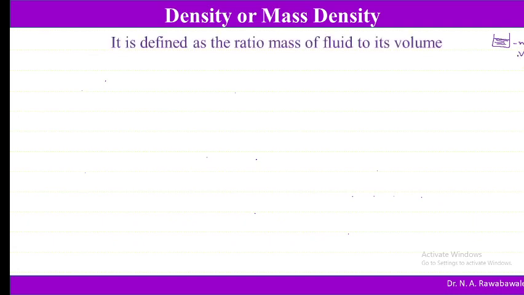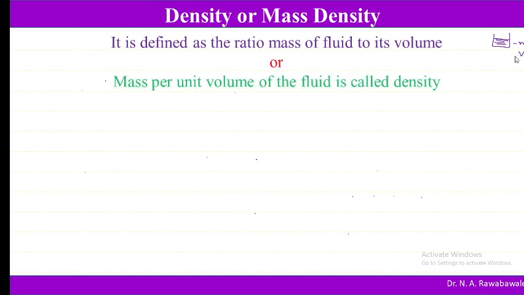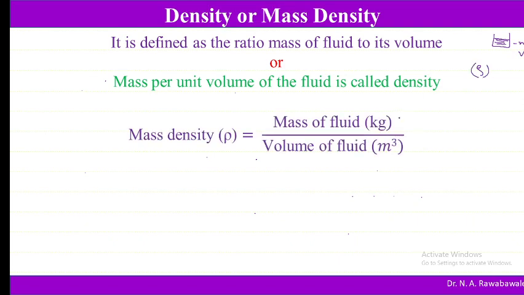So it is defined as the ratio of mass of fluid to its volume, or it is nothing but mass per unit volume of fluid, which is called density. Generally it is represented by rho. This is written in mathematical form: mass density is equal to mass of fluid, in kg, divided by volume of fluid in meter cube. So kg per meter cube is the unit for mass density.